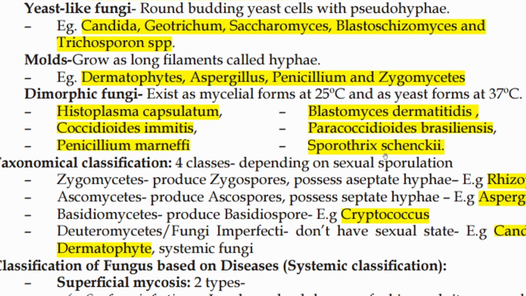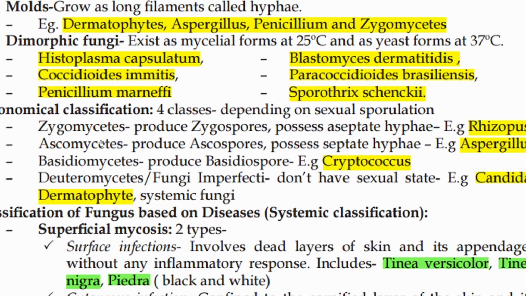Okay. So what does it mean? Spore producing hair like fungus, named by Schenck. That is Sporothrix schenckii: spore producing hair like fungus found by this guy. Done. Then we have taxonomic classification, zygomycetes.